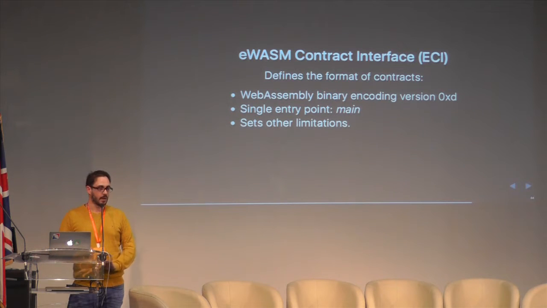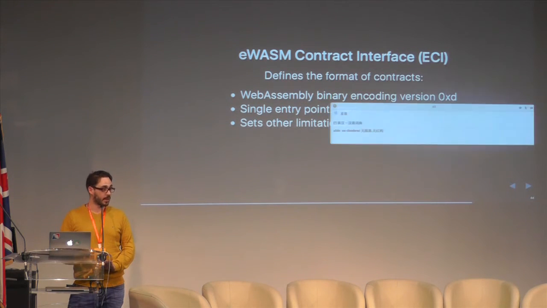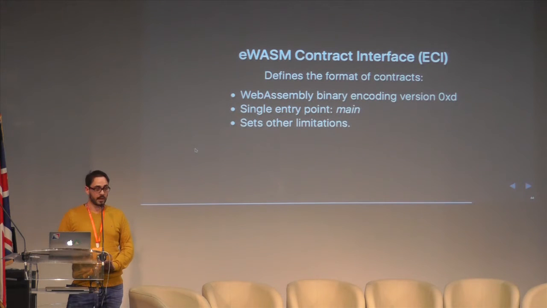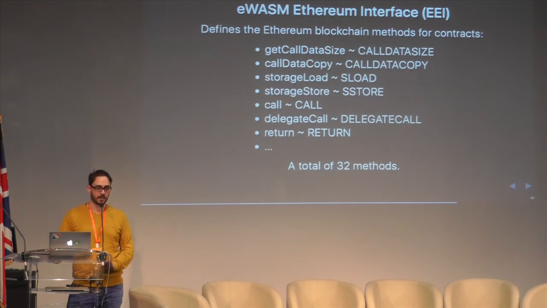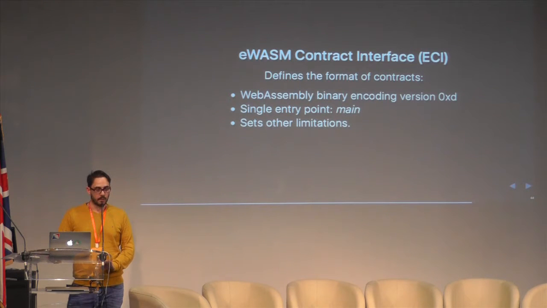There's a second interface, which is more like a specification, what a WebAssembly contract has to look like. So it has to be in the WebAssembly binary encoding and a specific version of the decoding. It has to have a single entry point, and it can only import the methods we have defined previously. So only these methods, nothing else. We also set some other limitations, such as it cannot use floating point, etc.